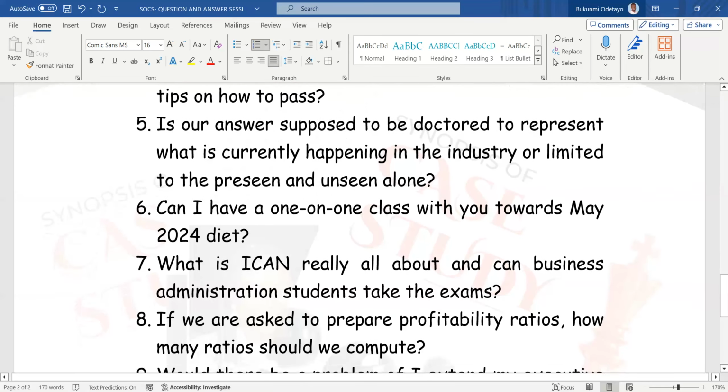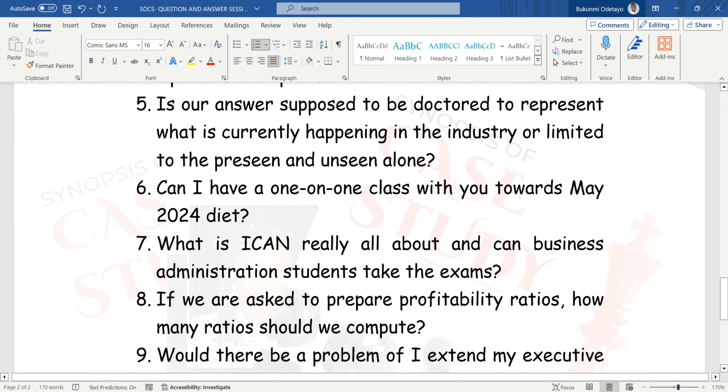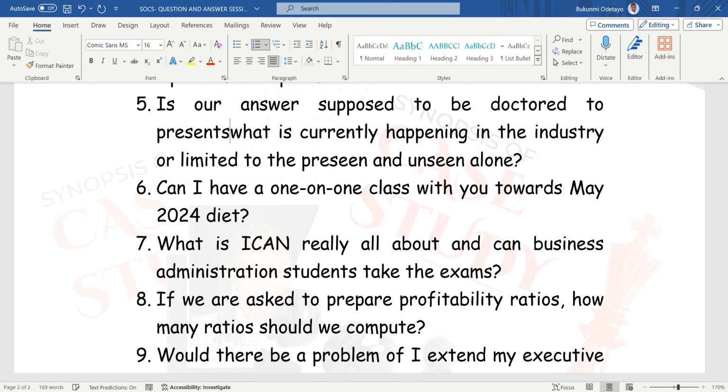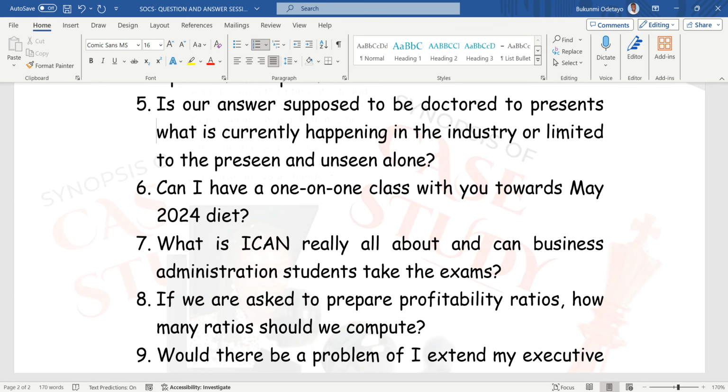The next question: are our answers supposed to be dictated by or represent what is currently happening in the industry, or limited to the pre-seen and unseen? I think this is probably a typo. Yes, they give you the industry, and you're going to see the industry when the pre-seen comes out. You are supposed to look at what is happening in the industry, but don't go and talk about the industry at length. Focus on the requirements, because a lot of examiners comment that the candidate did not focus on the requirements or did not do the requirements.